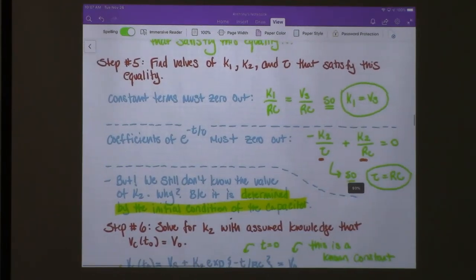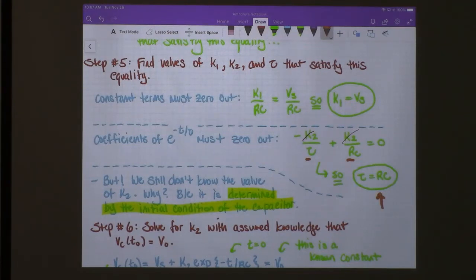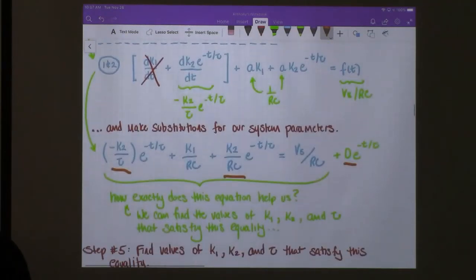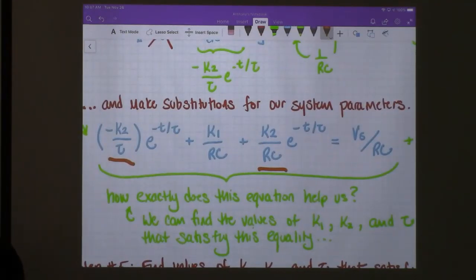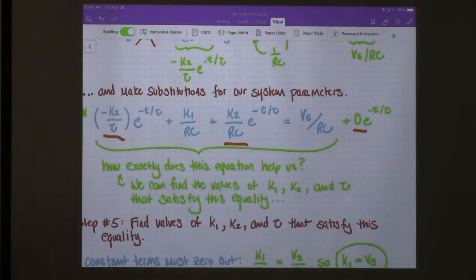Okay, and so these coefficients must equal 0. The K2s will go away. And so what we'll be left with is the fact that tau must be equal to RC. Okay. So we used up that equation. There's no way we can split this up any more. Unfortunately, we've only gotten 2 of the 3 values that we need.